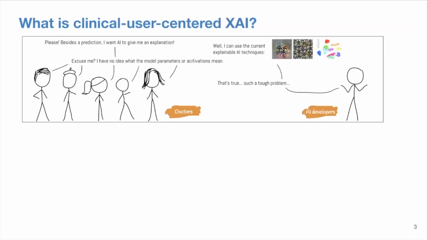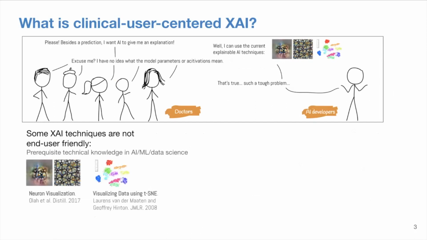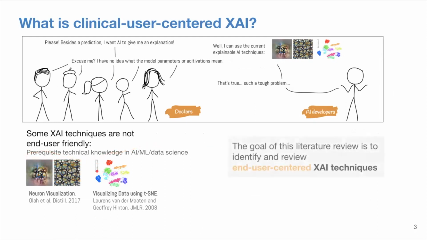However, when we are considering the problem of explaining decisions to doctors, we'll find that many explanation techniques are not suitable because those techniques are designed for technical users for their model debugging purposes. And interpreting those explanations would require doctors to have technical knowledge in machine learning or AI so that they can understand what neurons or latent representation means. Therefore, the goal of this survey is to identify and review end-user-centered explainable techniques.